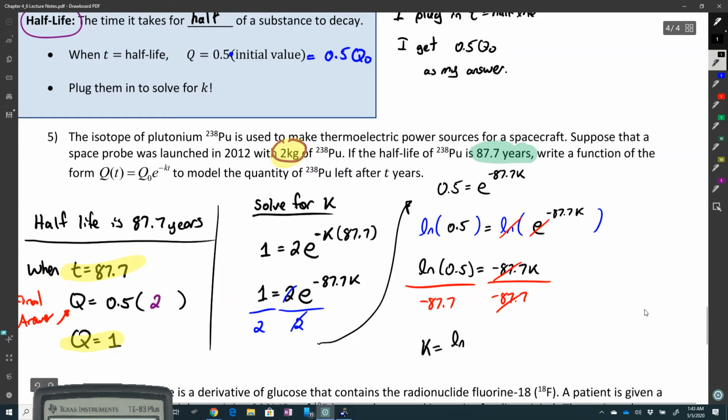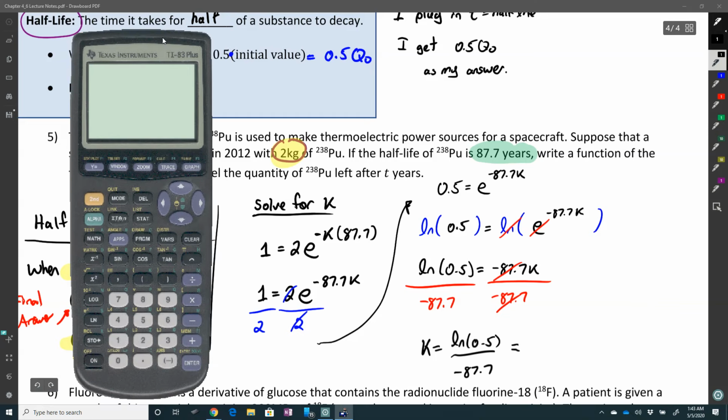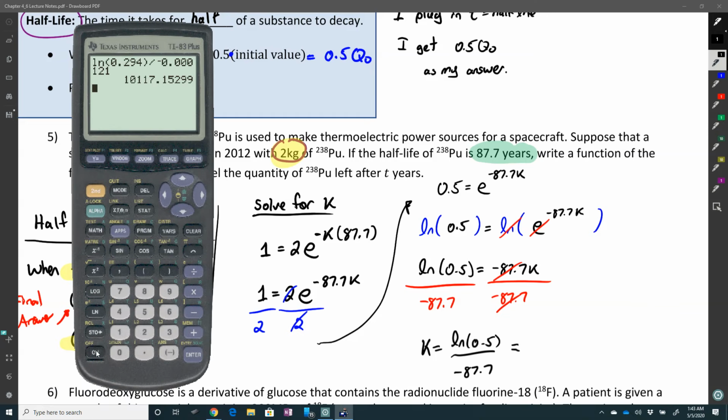So K is ln of 0.5 over negative 87.7. And in the spirit of all the other problems that we have done, we're going to do 6 decimal places. ln of 0.5 divided by negative 87.7 gives 0.007904.